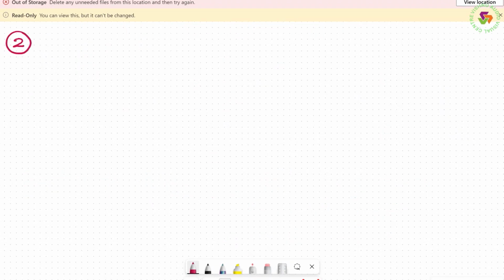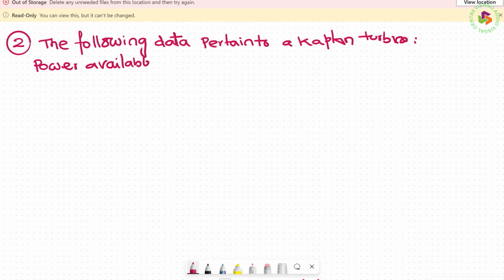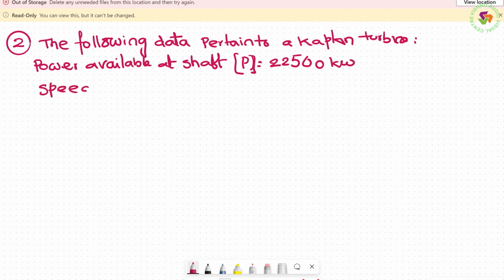So the second problem in Kaplan turbine we are dealing with at present. The second problem has the following data pertaining to a Kaplan turbine. Power available at shaft P is equal to 22,500 kilowatts. Speed N is equal to 150 RPM.